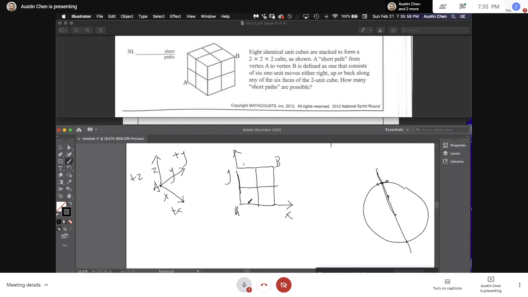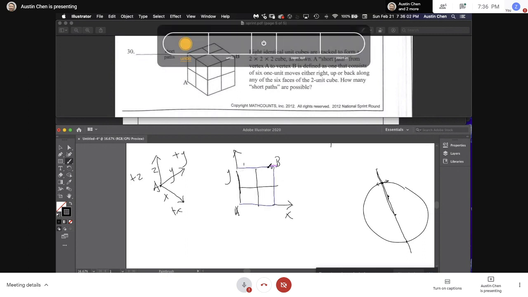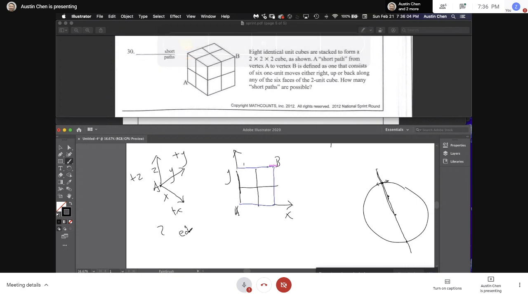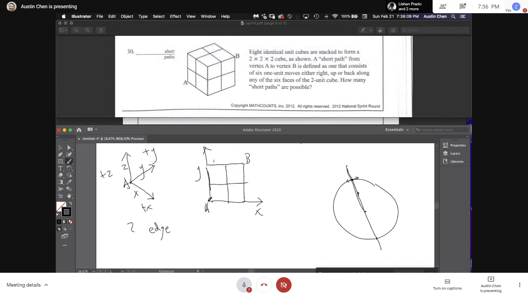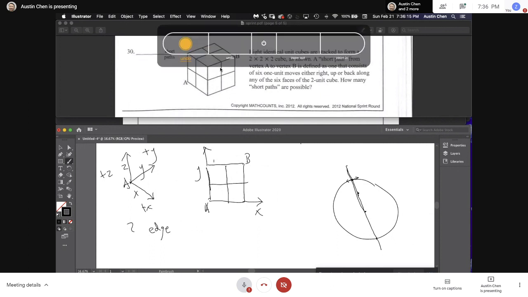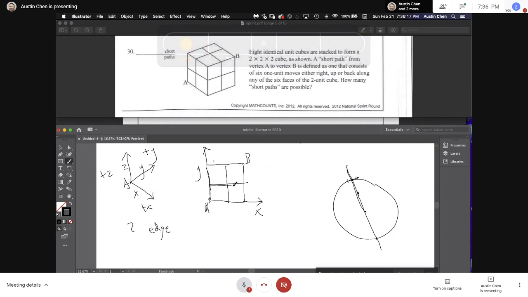So now let's first count how many of each path we have, right? We have 2 edge paths. We have one that's this and one that's that. So 2 edge, I'll just list that here. And then how many center do we have? Well, we can go like this, that's one center. We can also go like this, that's another center. And we can go like this, that's another center, and our last center is going to be like that. So we're going to have four center paths.